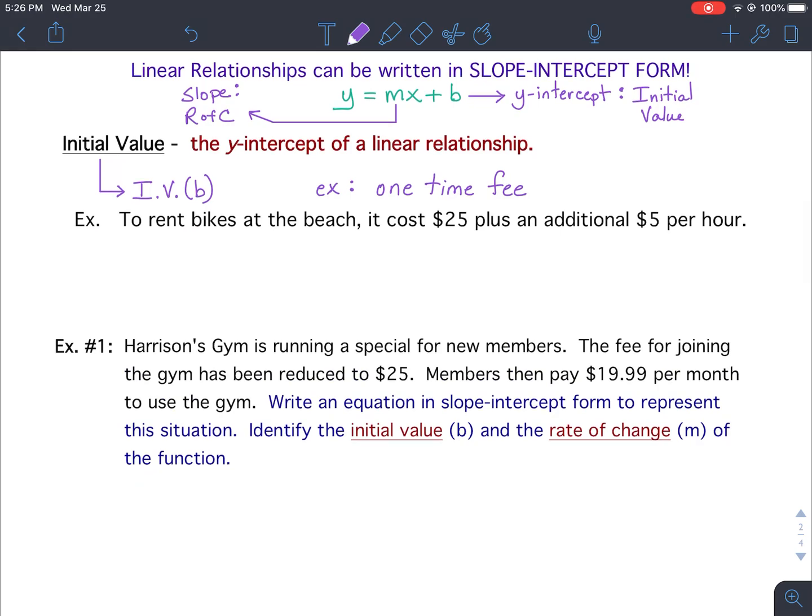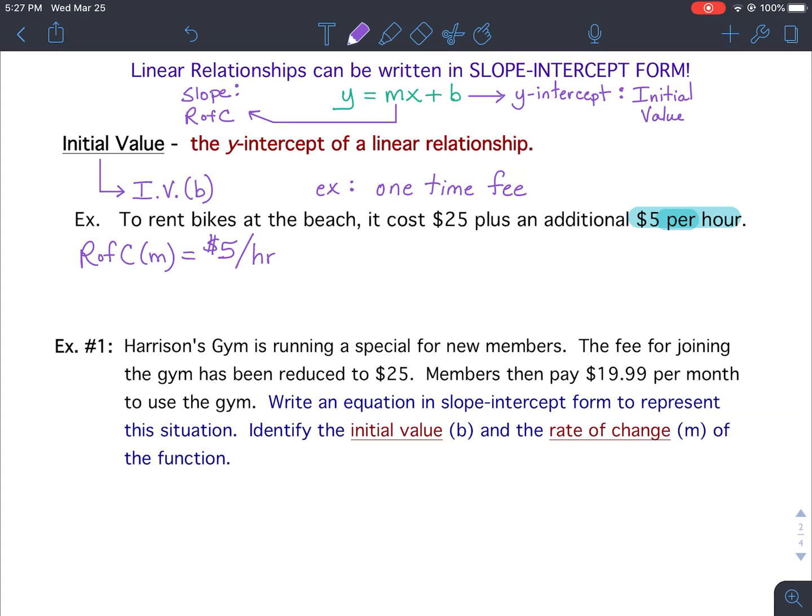To rent bikes at the beach, it costs $25 plus an additional $5 per hour. Well, there's our key word, per. I want you to underline that word per. I'm going to highlight the entire thing, but you can underline the whole thing, but double underline that word per. The word per tells you your rate of change. So my rate of change, which is my slope, is $5 per hour.